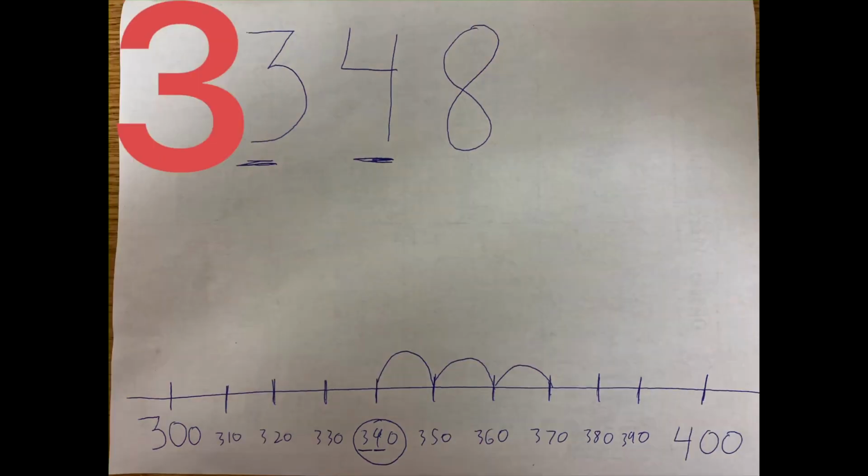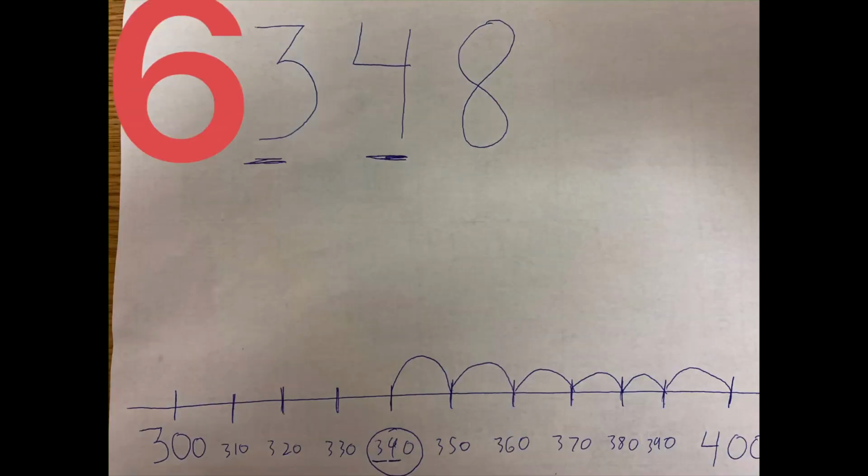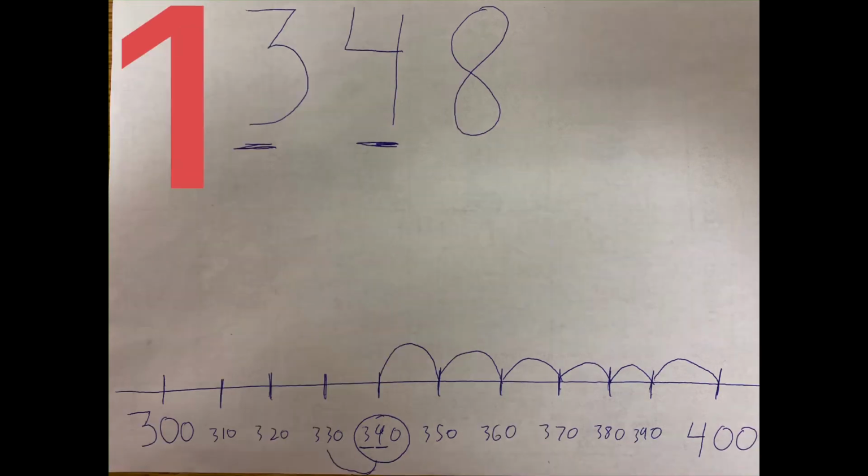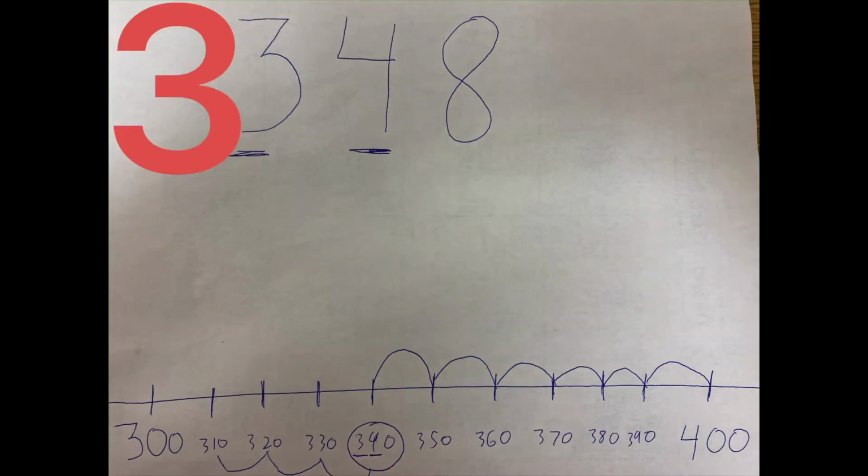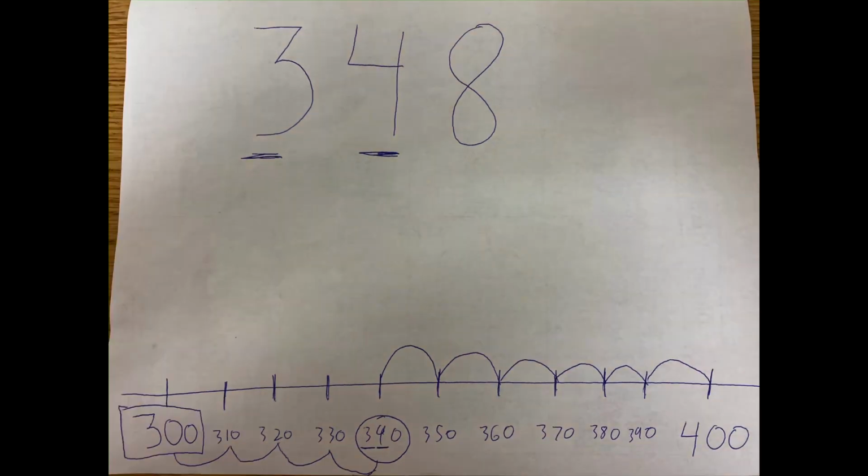1, 2, 3, 4, 5, 6. We have 6 spaces between 340 and 400. Now let's count the other way, from 340 back down to 300. 1, 2, 3, 4. There are only 4 spaces between 340 and 300. Therefore, 340 and 348 are closer to 300. 348 rounded to the nearest hundred is 300.